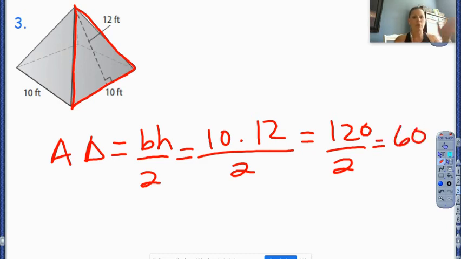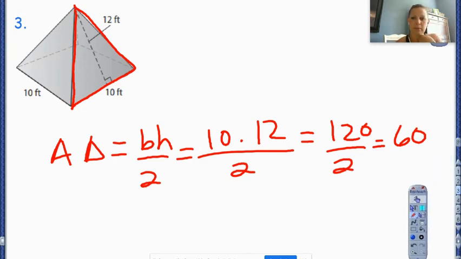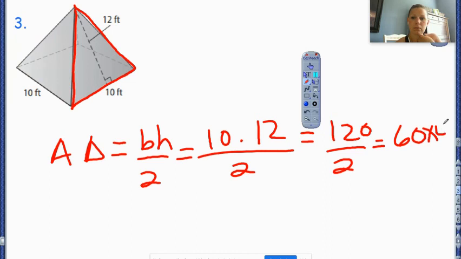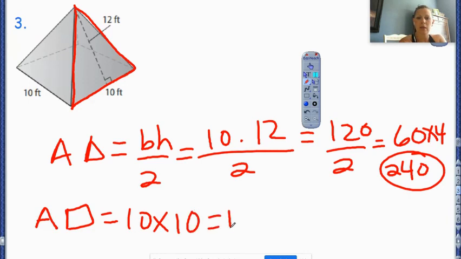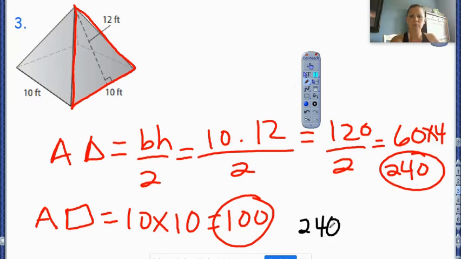And then there are 4 of those triangles. So I'm going to do 60 times 4 and get 240. And then I have my square on the bottom. So my area of my square is 10 times 10, and that's 100. So 240 plus 100 equals 340 feet squared.